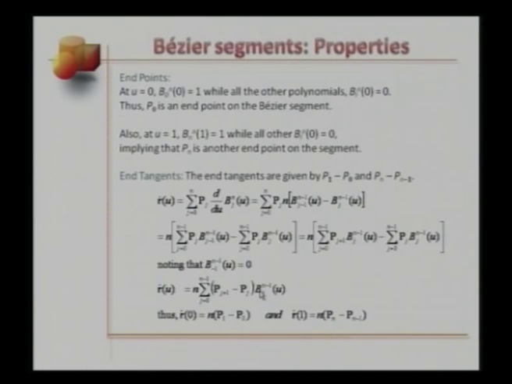We use this observation to find that the first derivative of the Bezier curve at u equals 0 is given by n times p1 minus p0, and the slope of the curve or of the segment at u equals 1 is given by n times pn minus pn minus 1. We have just shown that this statement is true.